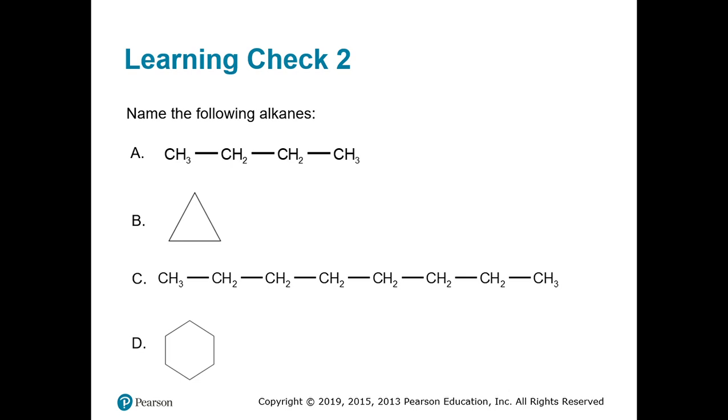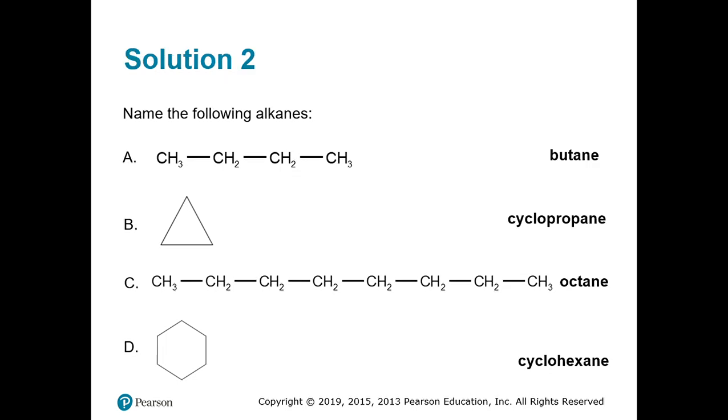You can try naming the following alkanes. 4 compounds, 2 of them are regular straight chain and 2 of them are cyclic compounds. Based on the number of carbons, if you name them, you get the first one as butane because we have 4 carbons. Second one, 3 carbons in a cyclic form, cyclopropane. Compound C, 8 carbons, octane. And the last one, which is compound D, a cyclic form, 6 carbons, cyclohexane.